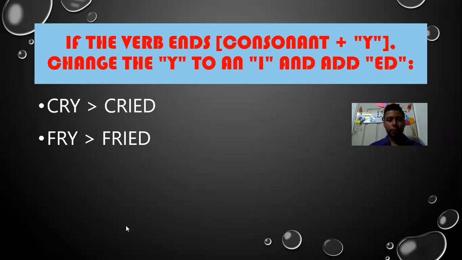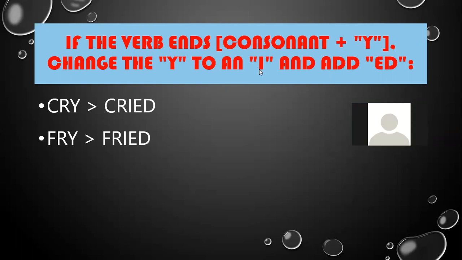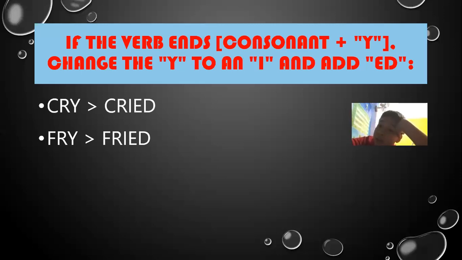Okay. So, Arlof, please help me read this information. Go ahead. If the verb ends in consonant plus Y, change the Y to I. Why? Like griega, we say why. Okay. Good. Thank you. And add ED. Read the examples, please. Cry. Excellent. Fried, cry, and fry.